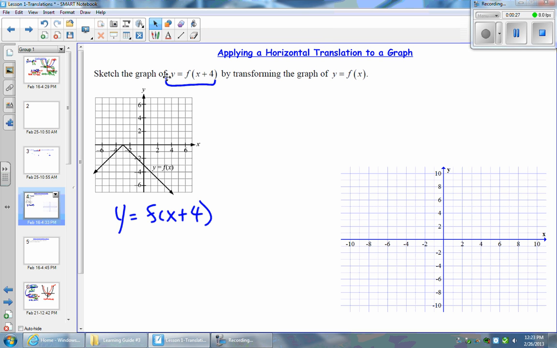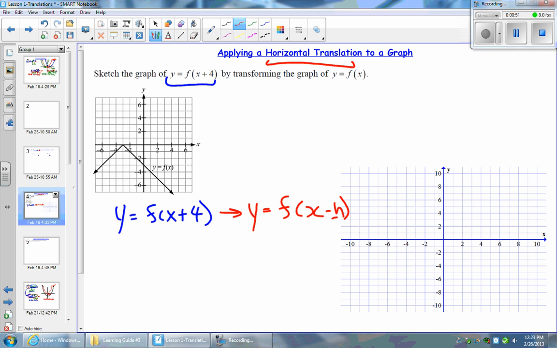So you want to identify the type of transformation that's occurring here. We're obviously working with a horizontal translation here because that's what my lesson is all about. But we want to determine, are we moving left or right, and how many units? To determine that, you want to compare this function to the general form of a function being horizontally translated. And that general form is y is equal to f of x minus h. Remember, h was what created a horizontal translation. So you're going to compare these two functions together, and you're going to determine what the h value is.